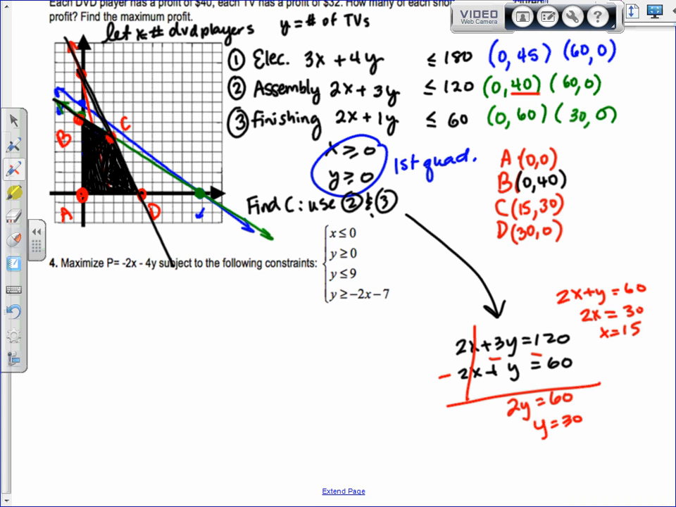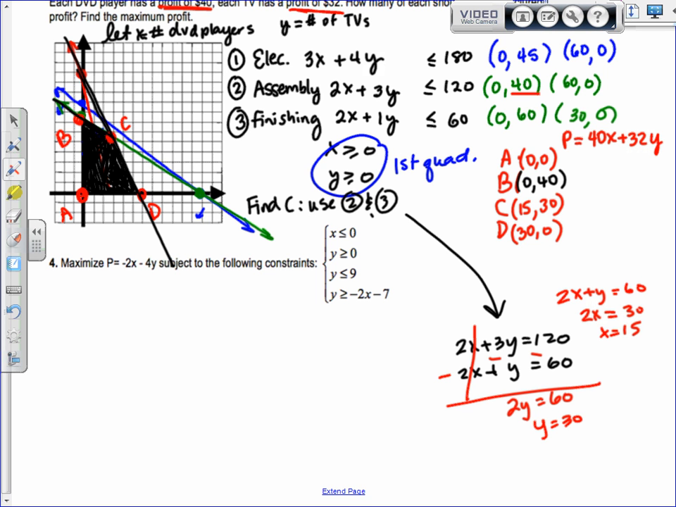Right, you just plug in 30 for y, subtract it over, so you get 30. All right, and the last step. So we've done all these steps. So we did the feasible region. We found the corner points. That was step 2. Now we plug in these corner points into the profit equation to find out what gives the maximum profit. So it says up there, each DVD player has a profit of $40 and each TV has a profit of $32. So your profit equation is going to be 40 for each DVD player, 32 for each TV.